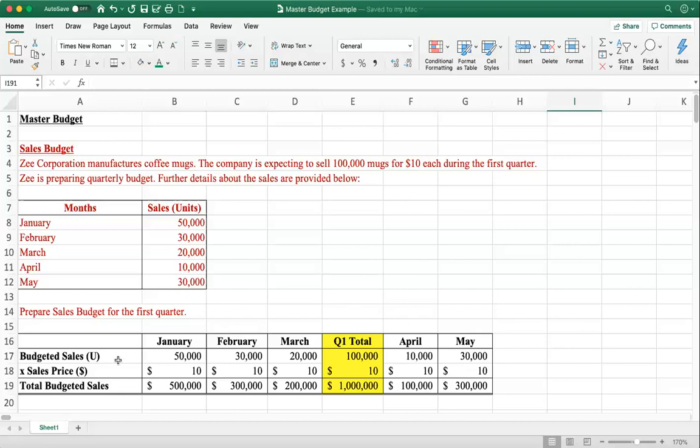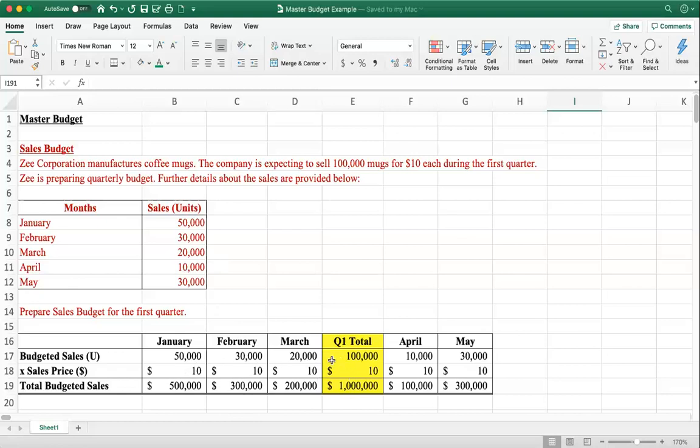So here, the sales budget consists of two things: the selling price and the quantity to be sold, right? So selling price is given, $10 each. And then the quantity to be sold is provided in the table here, which says 50,000 in January, 30,000 in February, and 20,000 in March. So 50, 30, 20, total of 100,000 in the first quarter. So in order to calculate the sales, the total sales is the selling price times the quantity sold, right? So we multiplied 10 times 50,000, 500,000, and 300,000 for February, and 200,000 for March. And then we added the total.